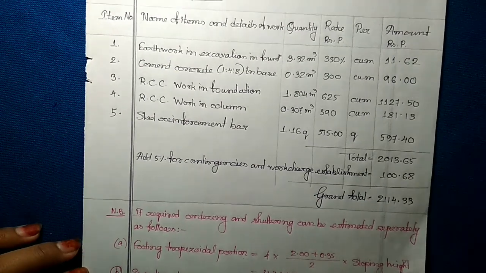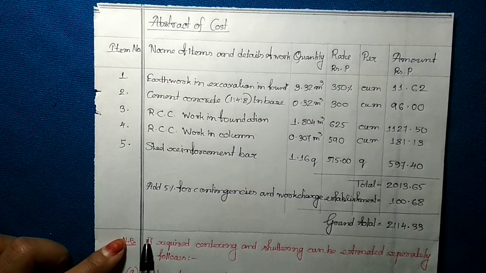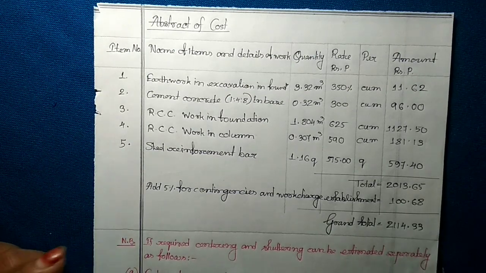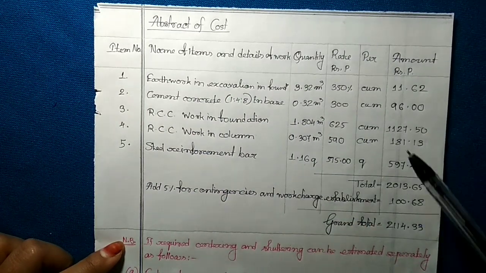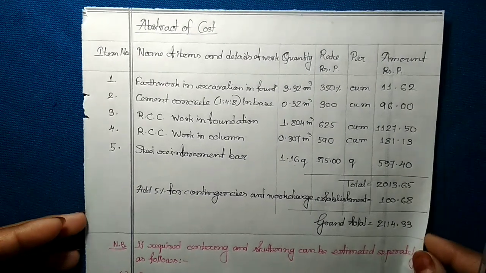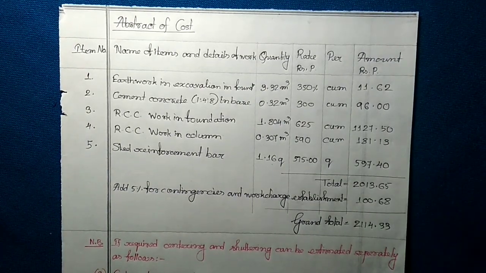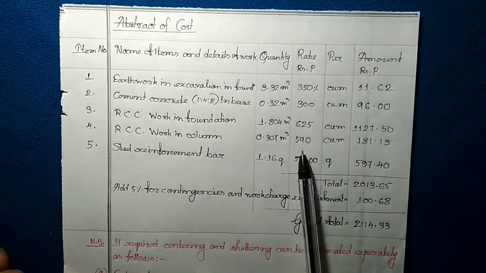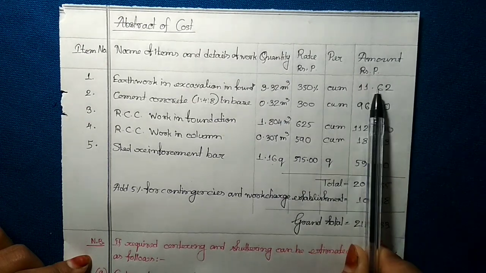I have already told you before, abstract of cost is nothing but a table where you have to mention the calculated amount of quantity and the rate from SOR. I am following the endeavor, so I have put the rate from there. But in your exam you will be provided with the SOR, so you can put the rate from there also. You need to multiply the quantity and the rate to get the amount.